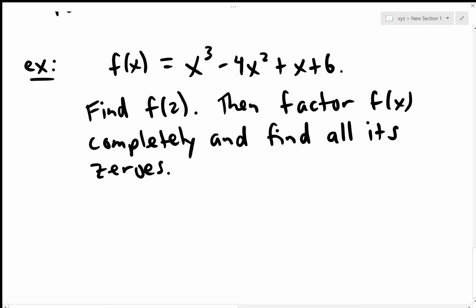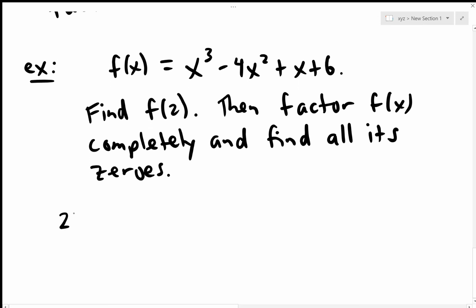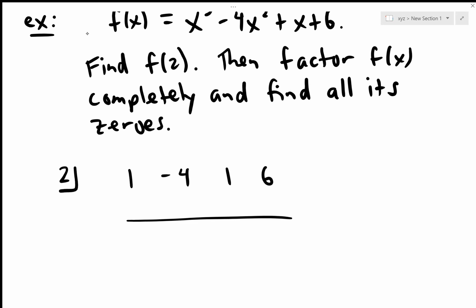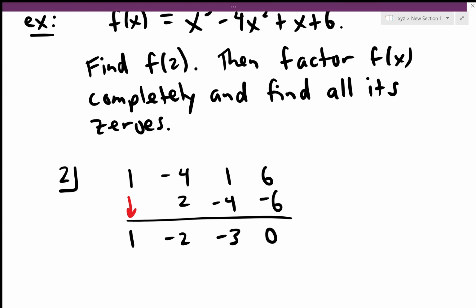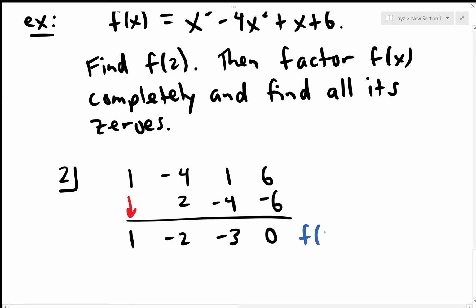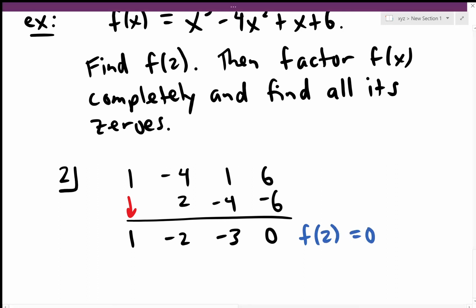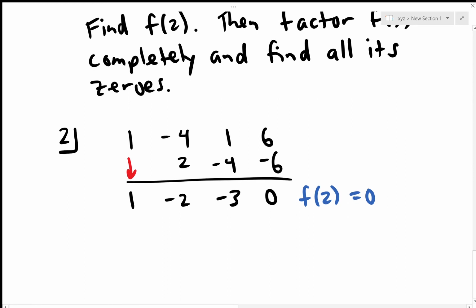So let's go ahead and start by doing the synthetic division here to evaluate f of 2. So we bring down the 1 here and proceed as usual. Okay, and sure enough, as I mentioned at the beginning of the example, we end up with 0 as our remainder. In other words, what we're saying here is that f of 2 is equal to 0. So x equals 2 is one of the zeros of this polynomial.